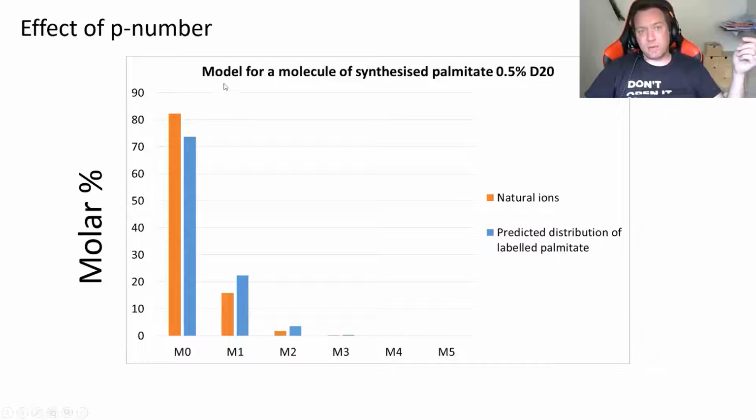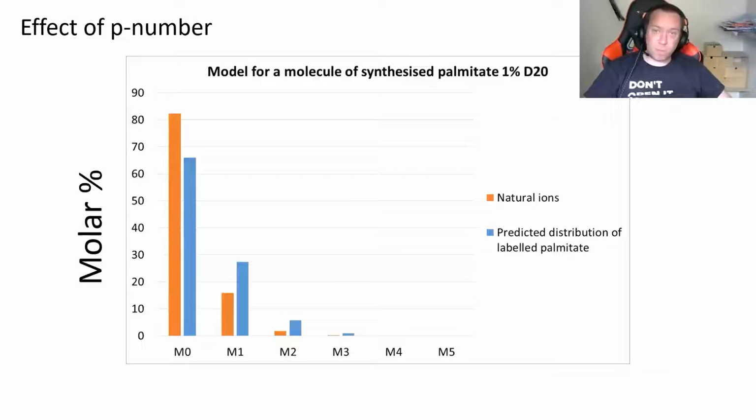And then if we imagine an entirely newly synthesized molecule of palmitate that's been made whilst we had 0.5% deuterated water in the system, you can see this has some effect on the M0, it drops it by about 5 or 6%, a bit of an increase in the M1 and a bit of an increase in the M2. Probably this is the largest change, it's about double. But it's really quite noticeable here that these molecules are not that different to look at, okay?